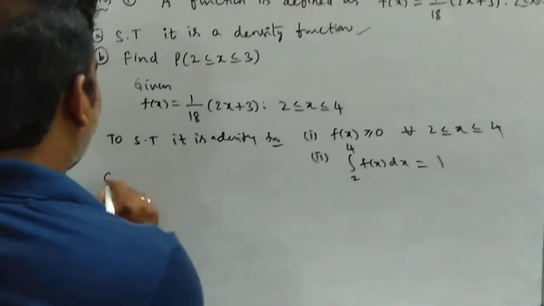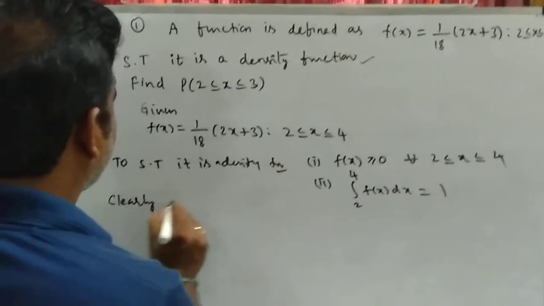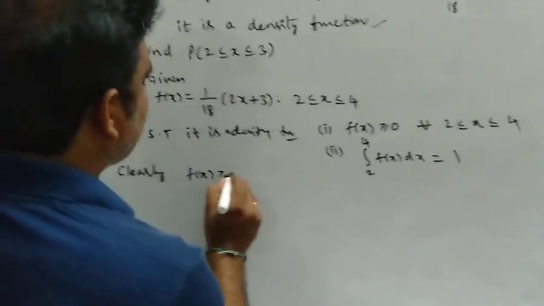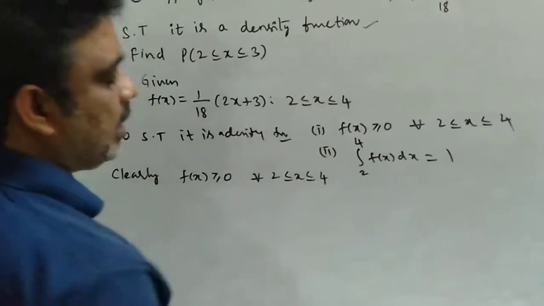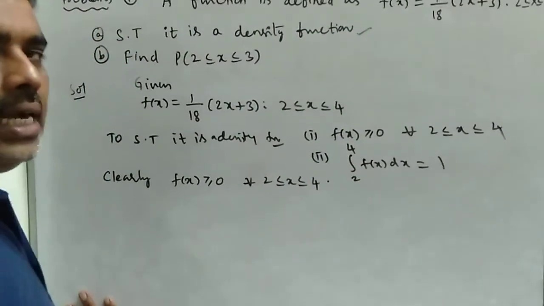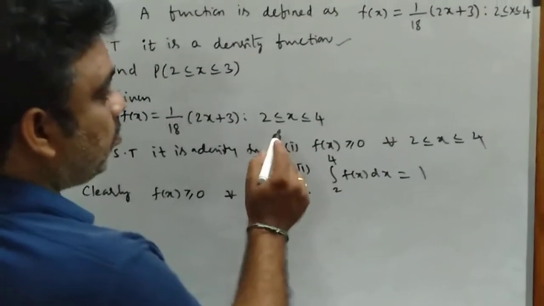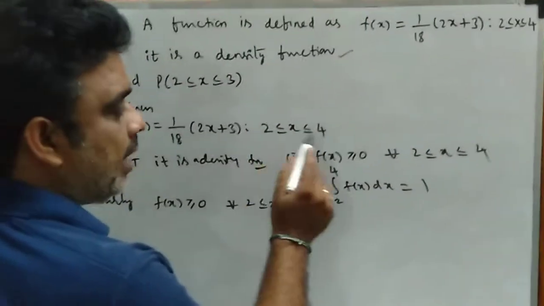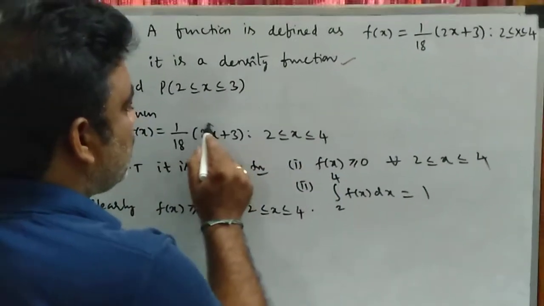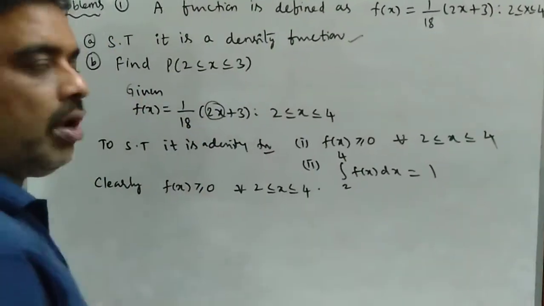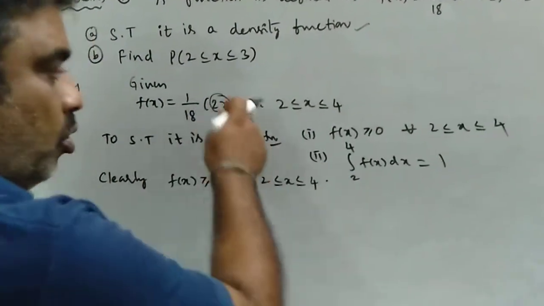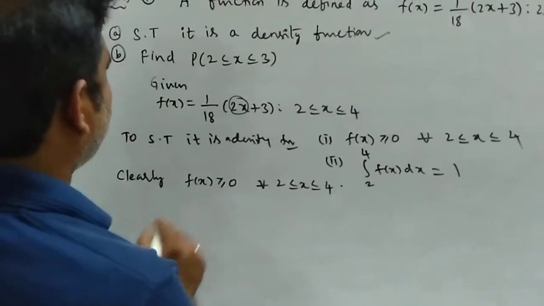So clearly the first condition is satisfied by observation. Clearly f of x is greater than or equal to 0 for every 2 less than or equal to x less than or equal to 4. X is positive, clearly it is the value in between 2 and 4. So this means 2x is positive always, plus 3 positive, divided by 18 positive, always greater than or equal to 0. There is no negative term in the f of x.